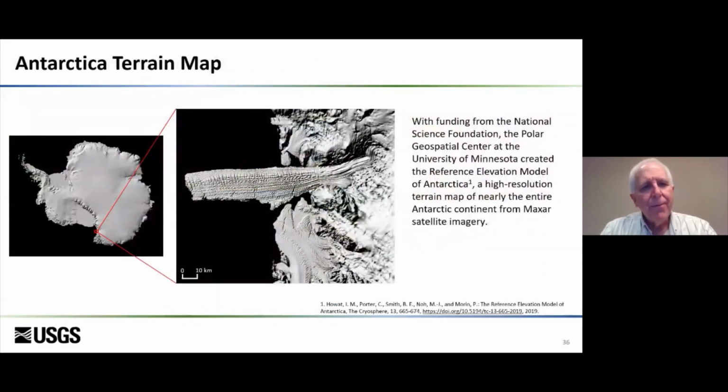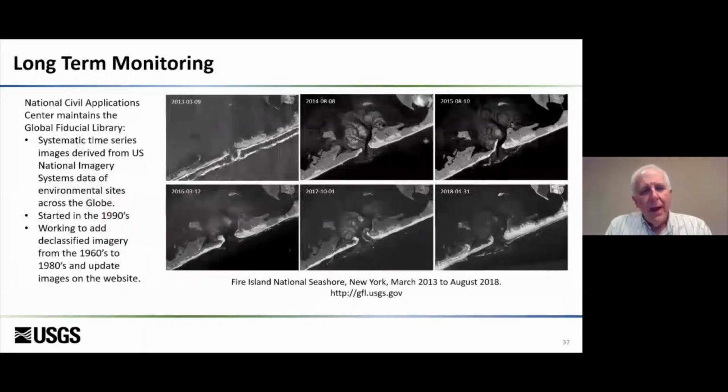And then an example from the National Science Foundation, who were able to use Maxar data for the entire continent of Antarctica to provide an up-to-date terrain map. We had terrain maps. They weren't terribly accurate, but the National Science Foundation, in partnership with the Polar Geospatial Center at the University of Minnesota, were able to update this terrain map, which has been very beneficial for studies in Antarctica.